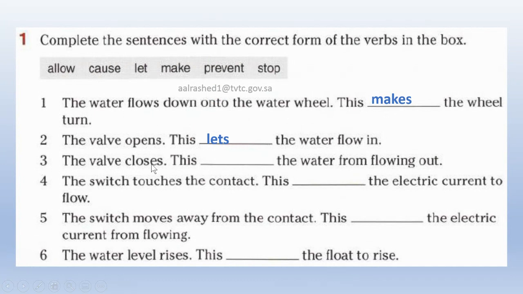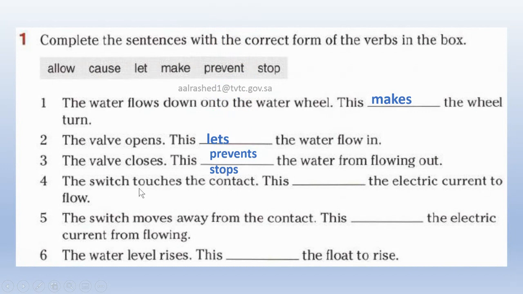The valve closes. This, the water from flowing. So clearly, since I saw ing in the verb, I need to put one of these. Both of them are correct. You choose one, either prevent or stops.